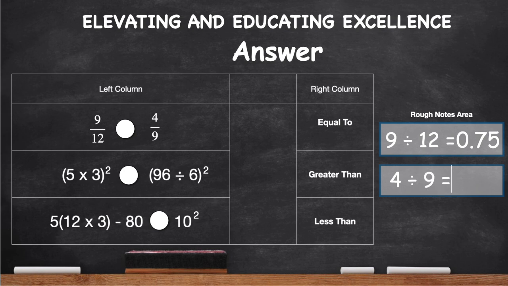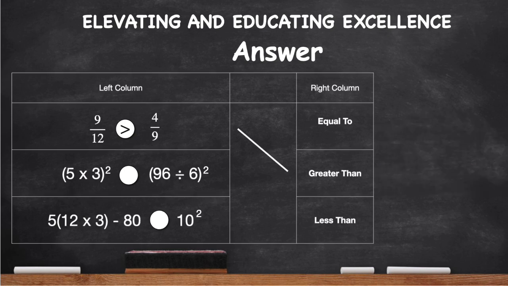4 divided by 9 equals 0.44. So what we're going to look at is which number is closest to 1, and that would be 0.75. Therefore, it is greater than 0.44, which is closer to 0. Therefore, the answer is greater than. So we're going to draw a line going towards greater than. Let's do the next row.